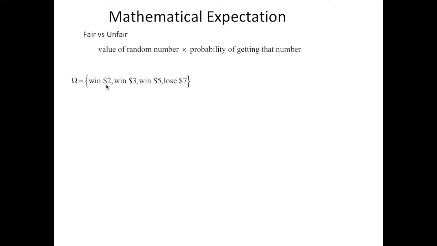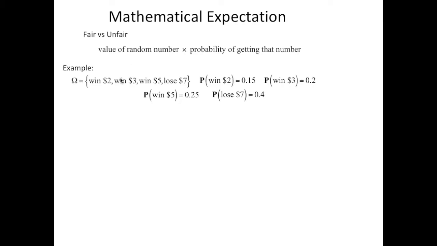Let's say the probability of getting the 2 was 15%. The probability of getting the 3 was 20%. The probability of getting a 5 was 25%. The probability of landing on the lose $7 was 40%. It's a bigger slice. And you spin that spinner. What are you going to expect to win?